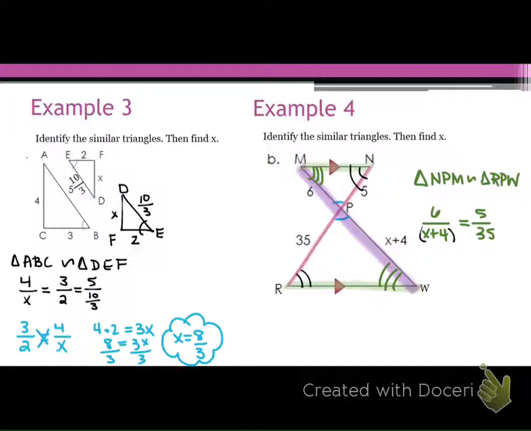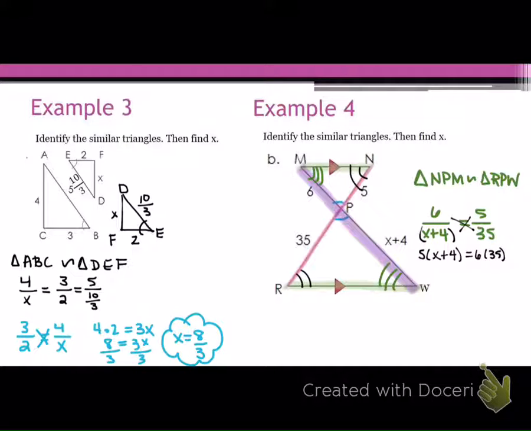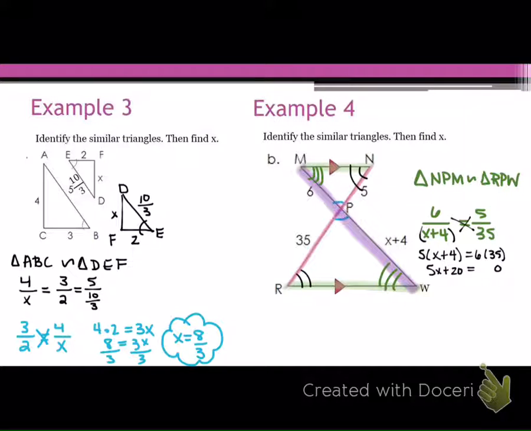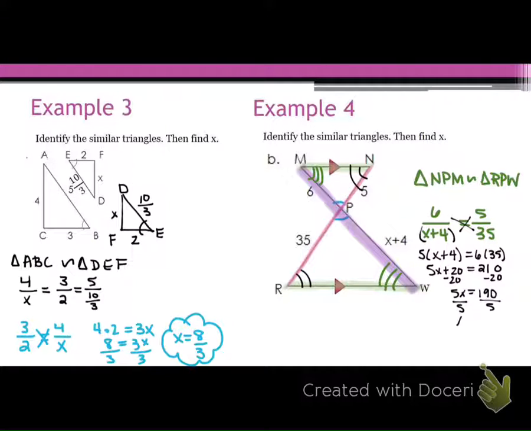Okay. And honestly, you don't need to find all of those. I was just showing you what all of them are. So we have 5 times x plus 4 equals 6 times 35. So this is very similar to what we did yesterday, if you understood that. And we all know about that, so. Is it 38?